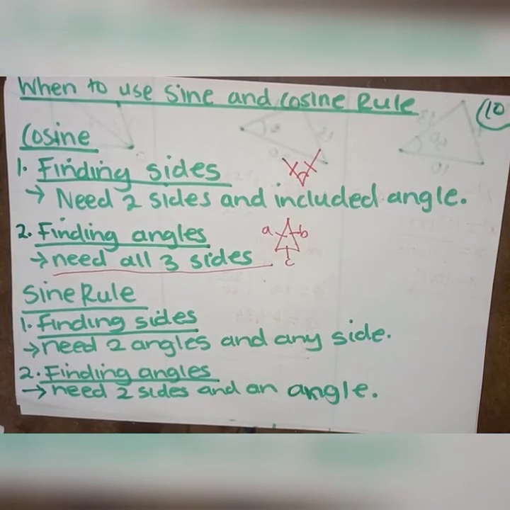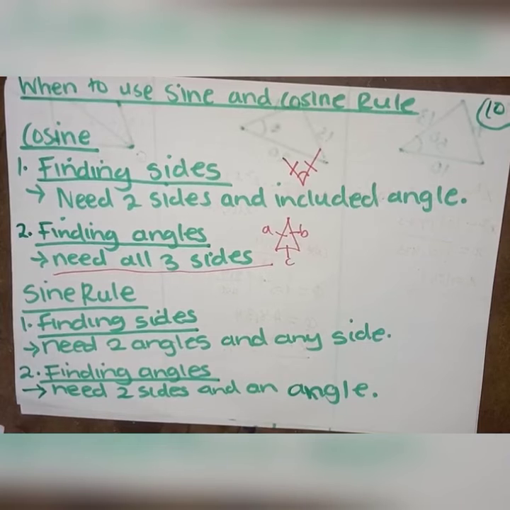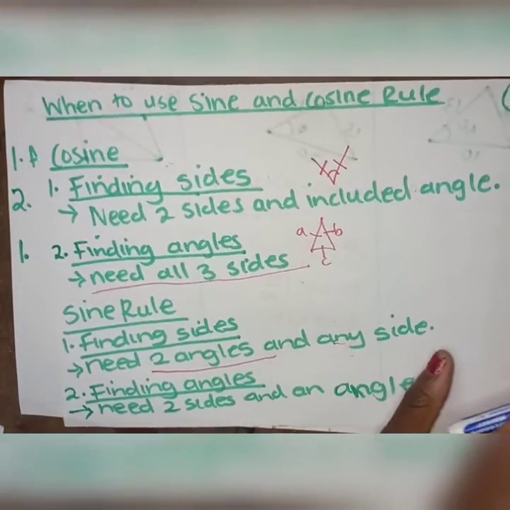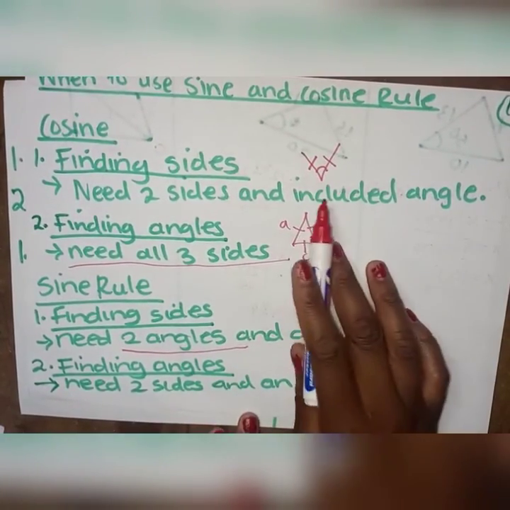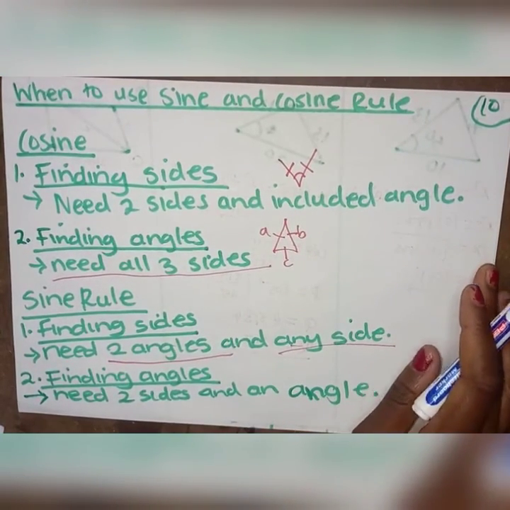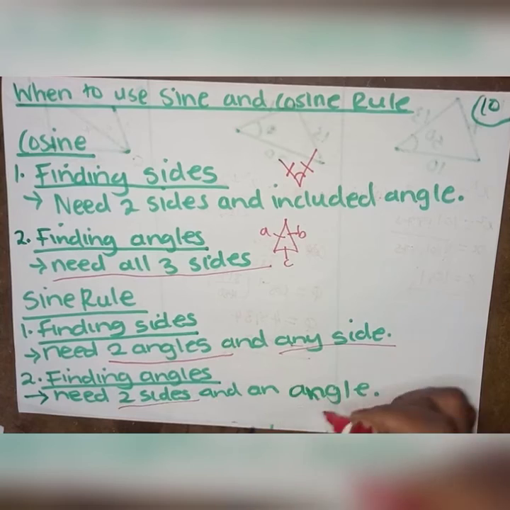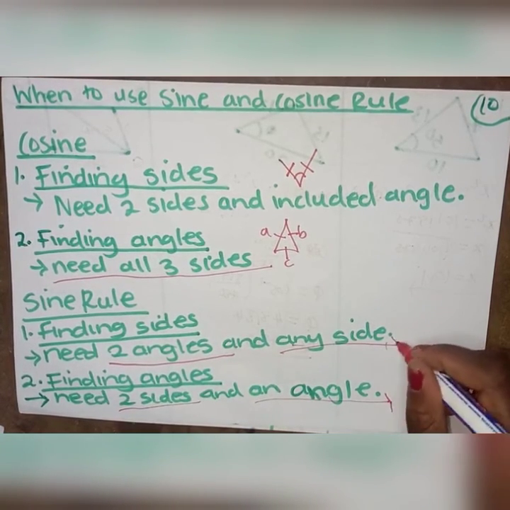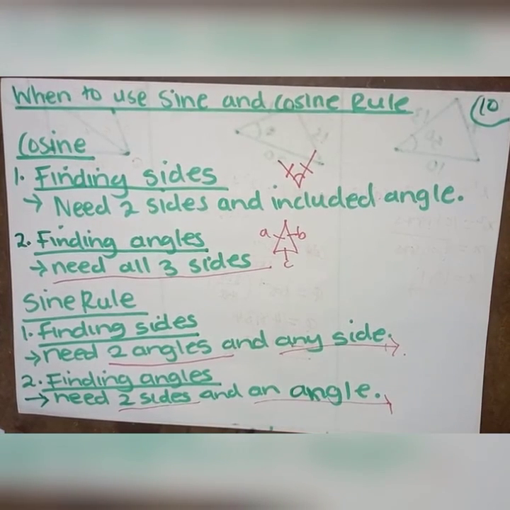Then how do I know that I need to apply the sine rule? When you are looking for the sides, you will be given two angles and any side, right? It's just any side, it's not the included one. As for angles, they will give you two sides and an angle. Take note of these conditions. They are very, very important in helping you choose between the sine rule and the cosine rule in a particular question.